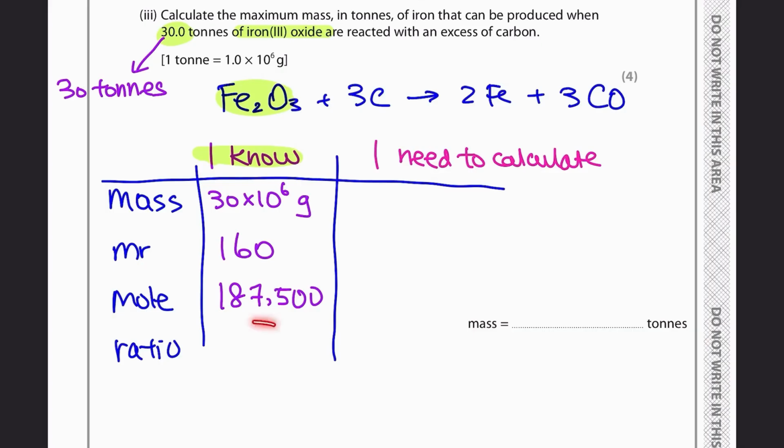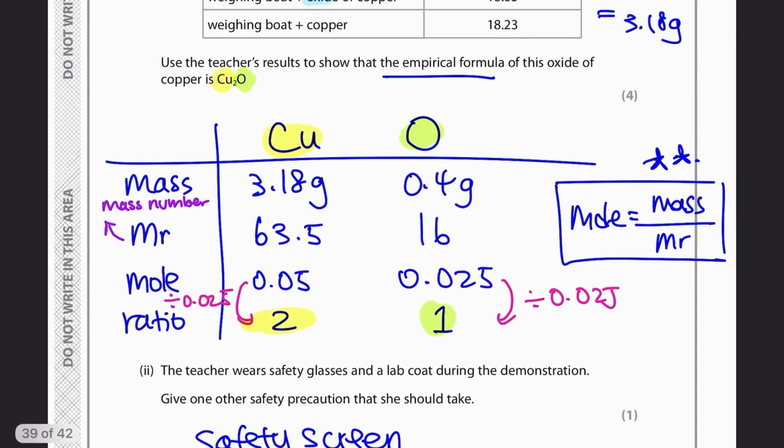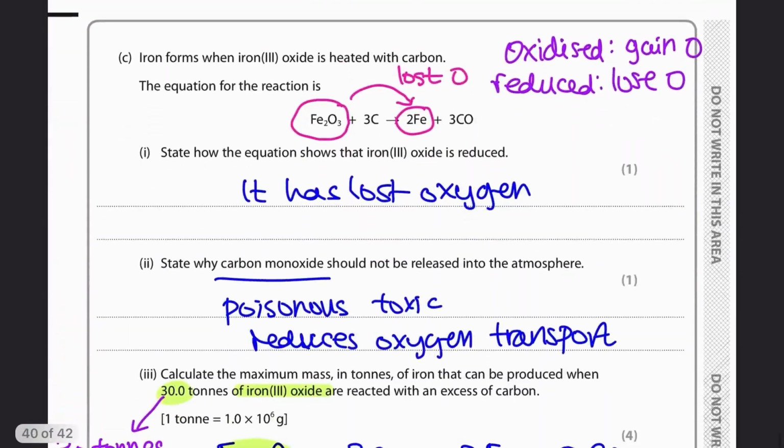And then I don't do ratio yet. I can't do ratio because I need both pieces of information to work out the ratio, right? Look at this up here. I needed both of these so I can divide by the smaller number to get the 2-to-1 ratio. So I don't need to worry about that right now.